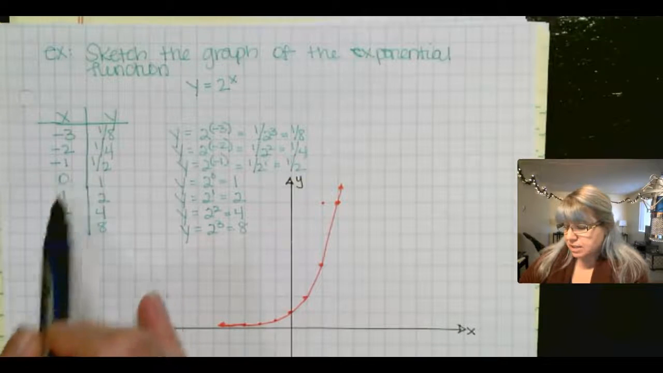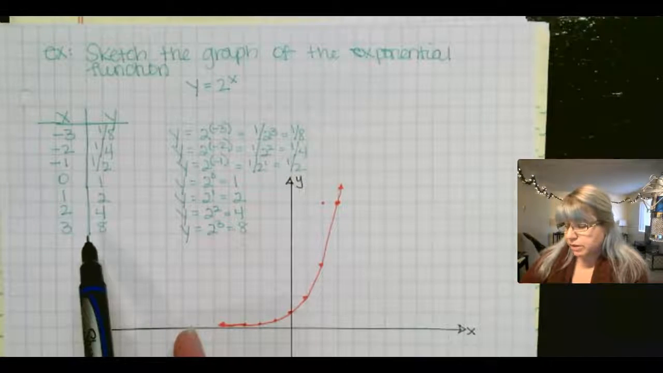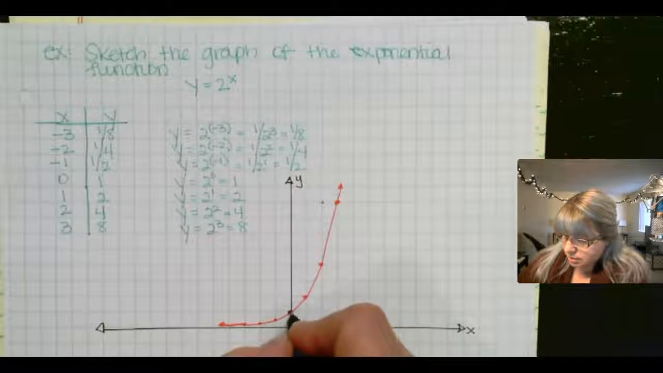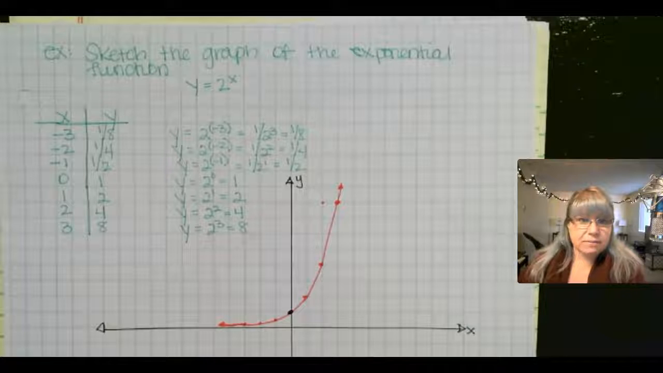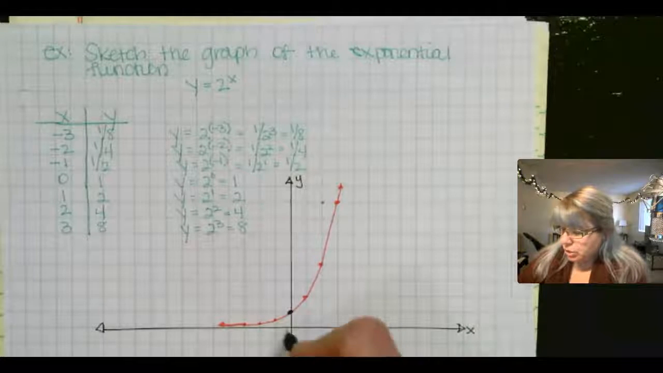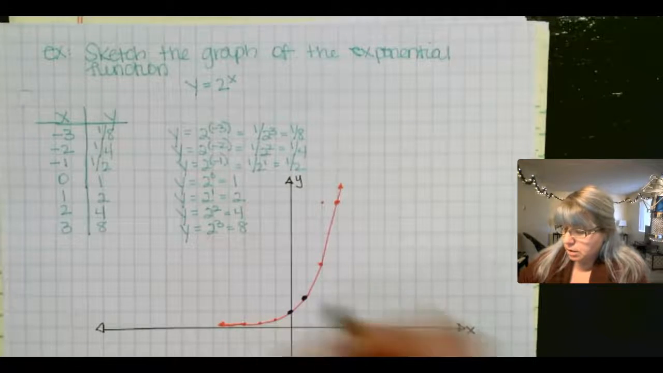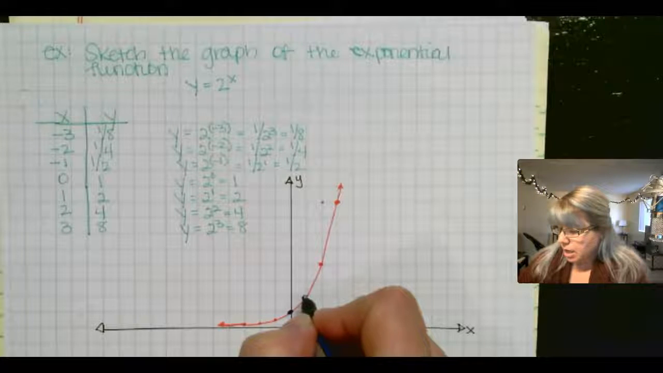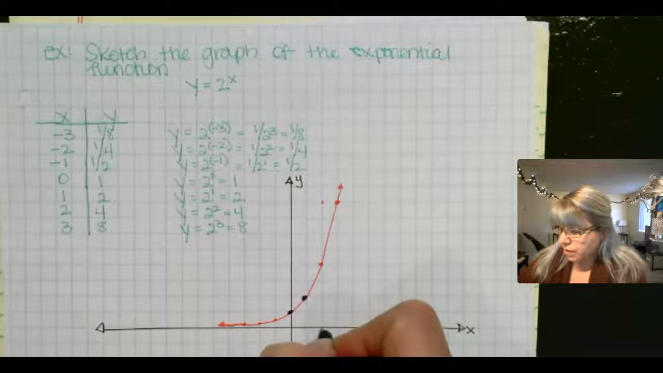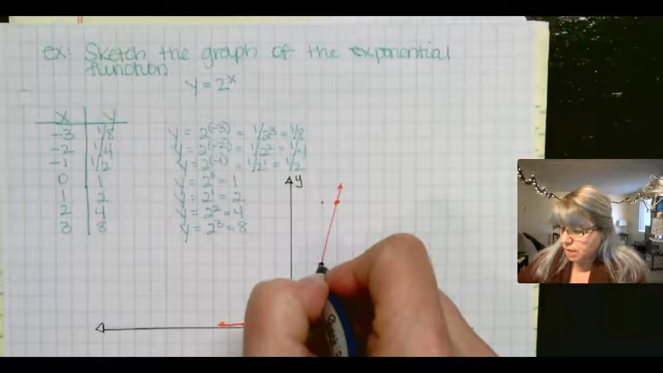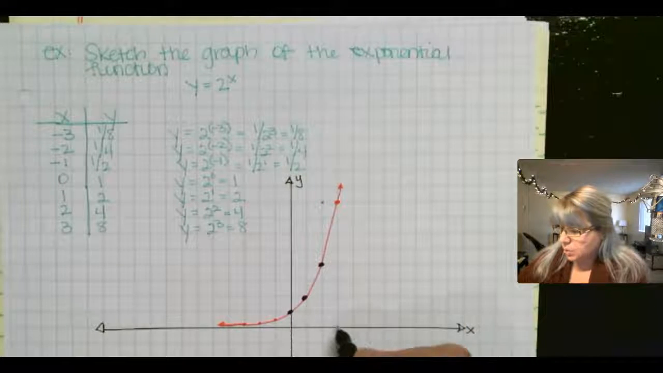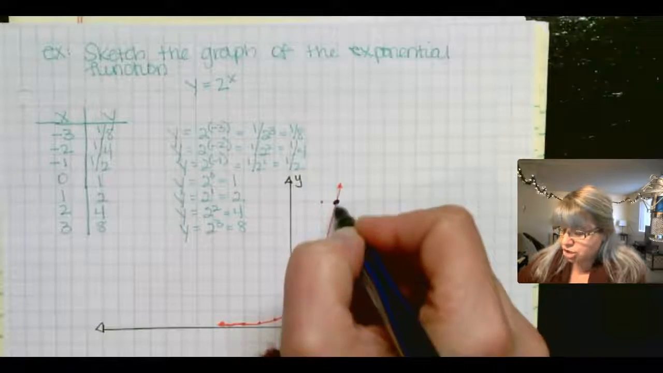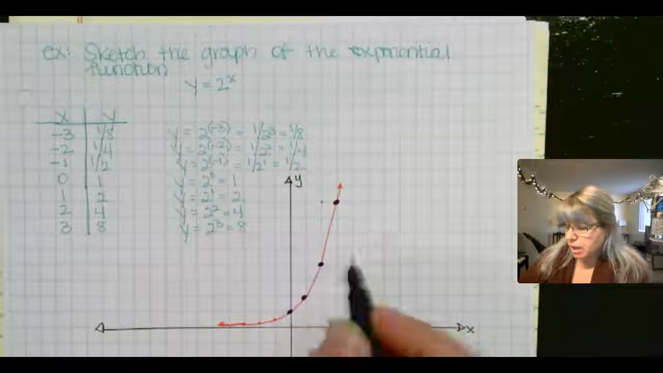I'm going to plot the easier ones first, right on top of what I have right now. 0, 1 is right there. 1, 2 is 1 over and 2 up. 2, 4 is 2 over and 4 up. And 3, 8 is 3 over and 8 up. And you can start to see the shape coming through.